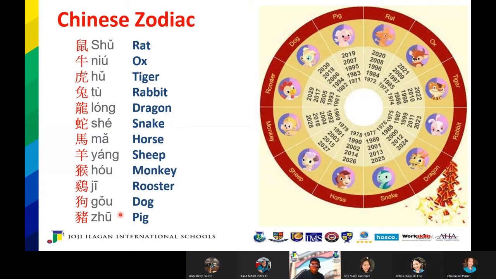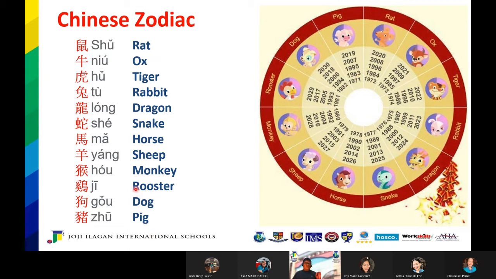So, when we memorize the 12 signs of the zodiac, you have to mention them in order. So when I read this, it's Shu, Niu, Hu, Tu, Long, She, Ma, Yang, Hou, Ji, Gou, Zhu. So you have to mention them in order, the Chinese zodiac signs from the first to the last.